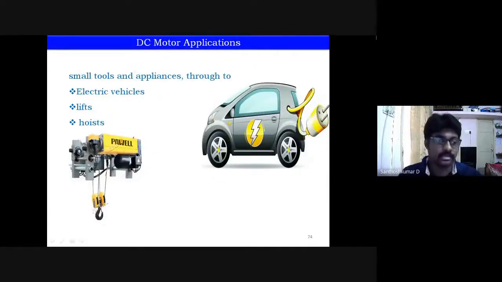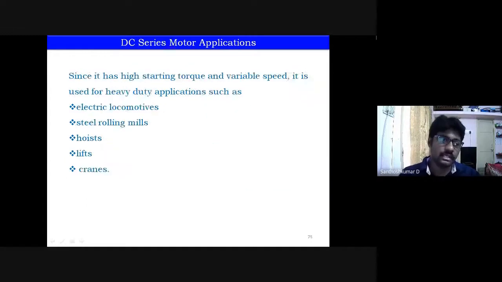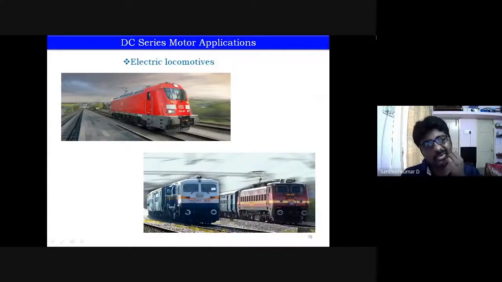As with electric vehicles nowadays, many motors are coming under electrical. That means many vehicles are coming under electric vehicles. So that's one of the upgraded generation, electric vehicles, lifts, hoists, and electric locomotives. What are electric locomotives? Any ideas? Train, electric train. That is what electric locomotives are. Steel rolling mills, forts, lifts, cranes. So these are all DC series motors. That is what electric locomotives use.